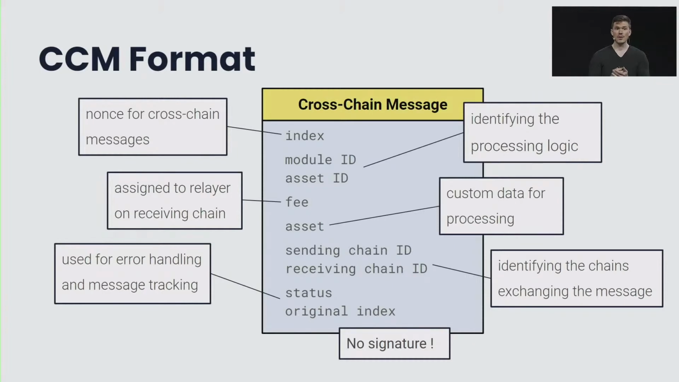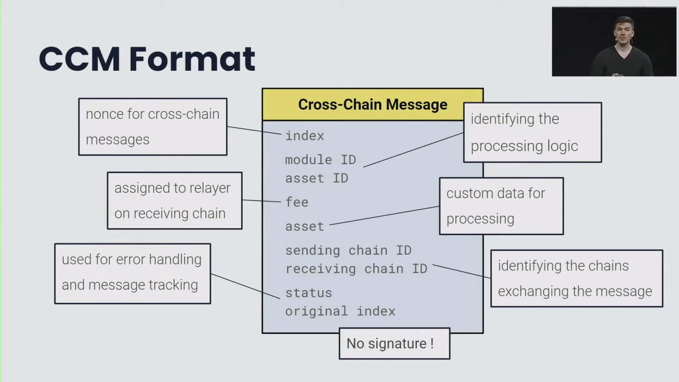Lastly, you will notice that the message does not have a signature. The validity of messages is attested by the fact that they are included in cross-chain updates, and the certificate of the cross-chain update is signed by the validators of the sending chain. And so we don't need a dedicated signature in each message. This allows the message to be slightly smaller and hence a bit more efficient.